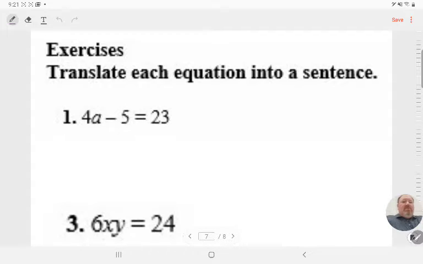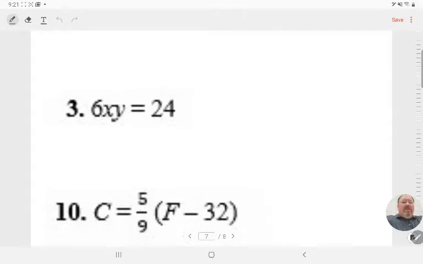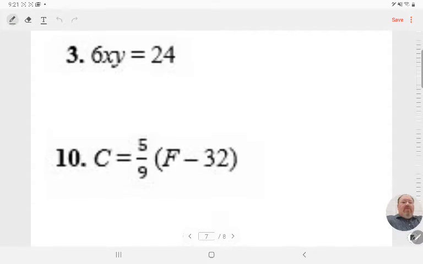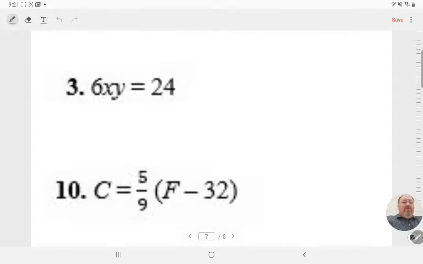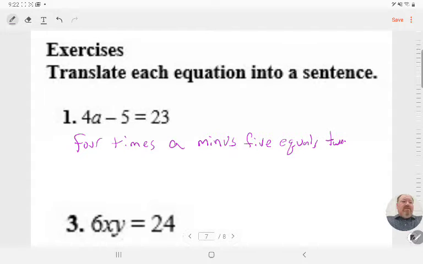So there's 3 here. You try these 3 and see what you come up with. Okay? So 4a minus 5 equals 23, 6xy equals 24, and c equals 5/9 times the difference of f and 32. All right, so the first one would be, let's see here, 4 times a minus 5 equals 23.